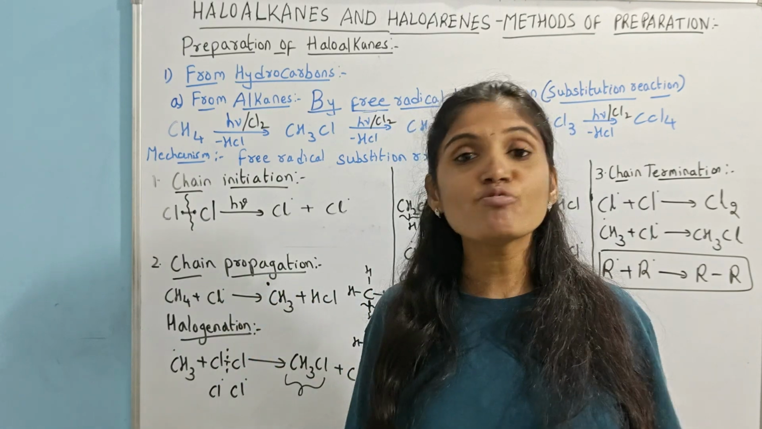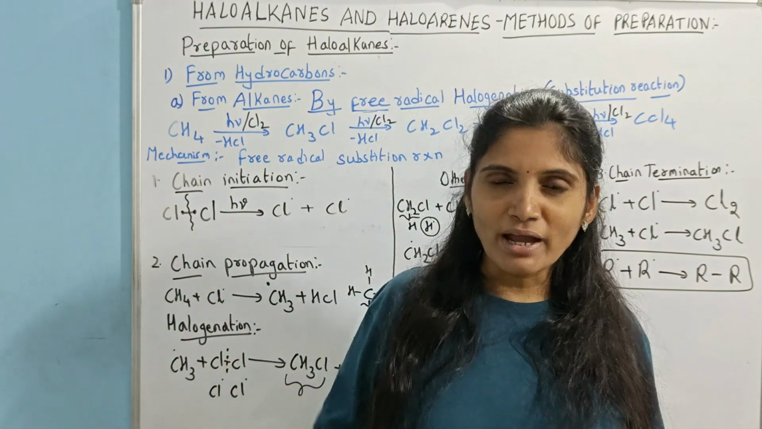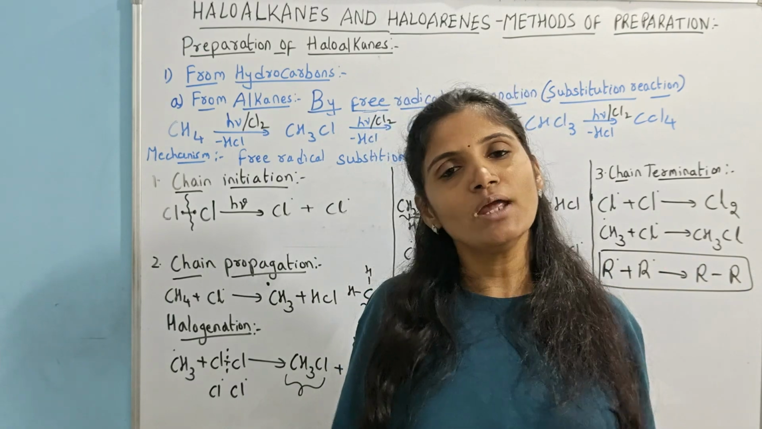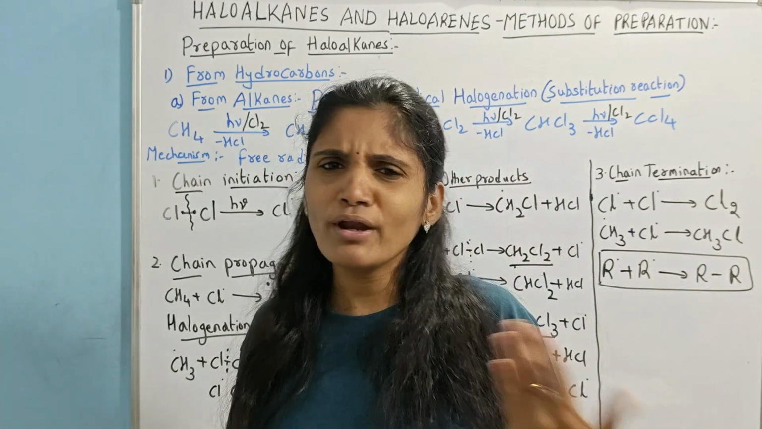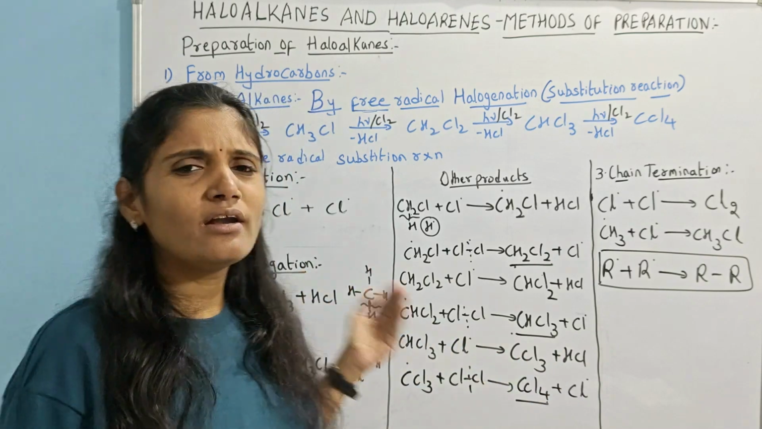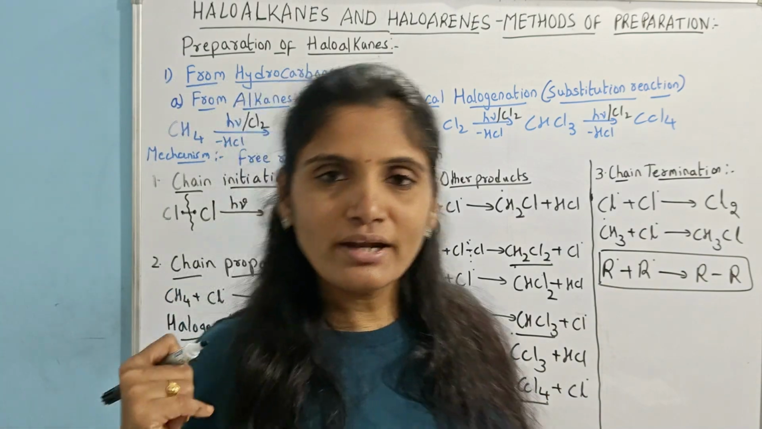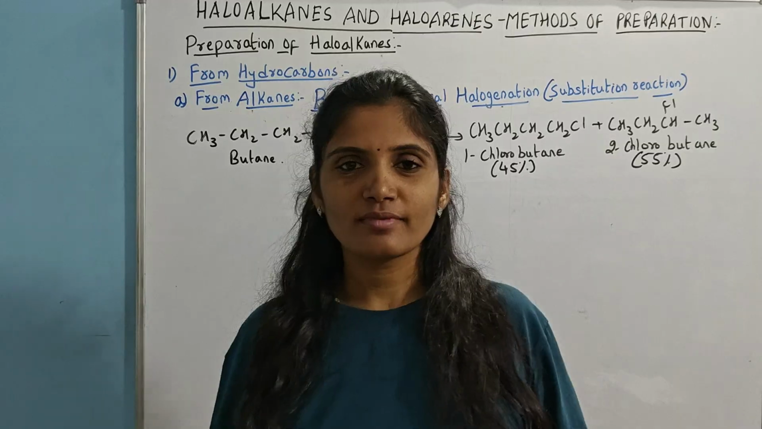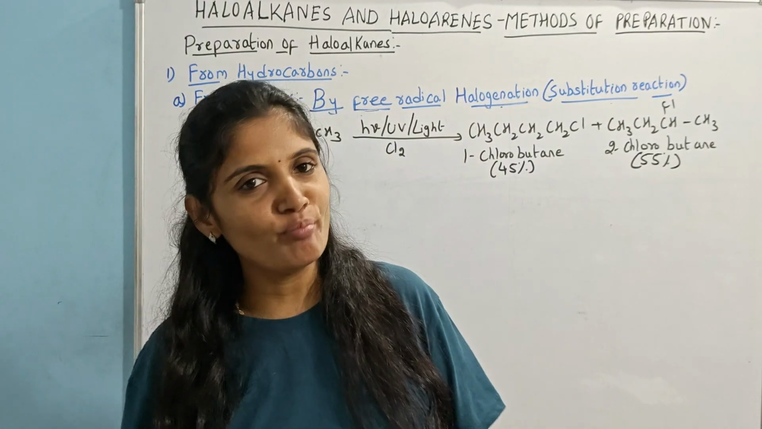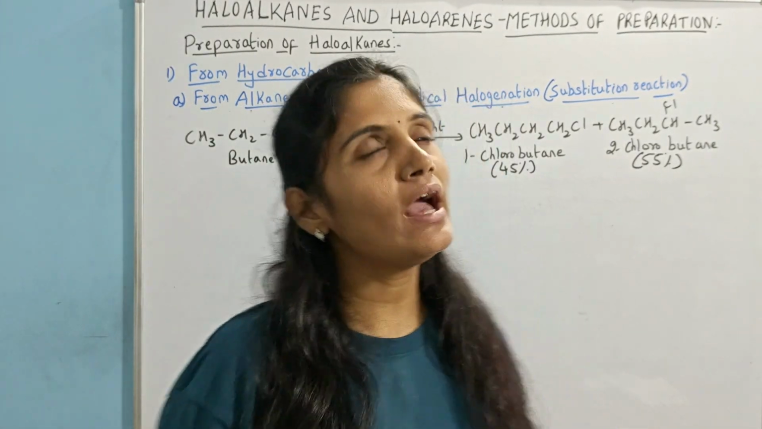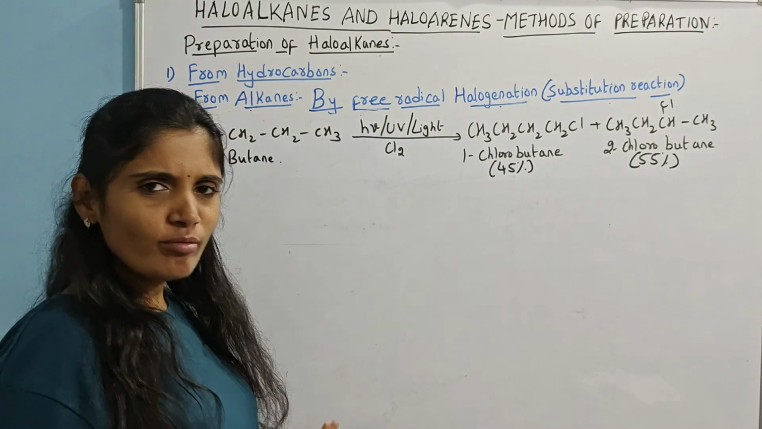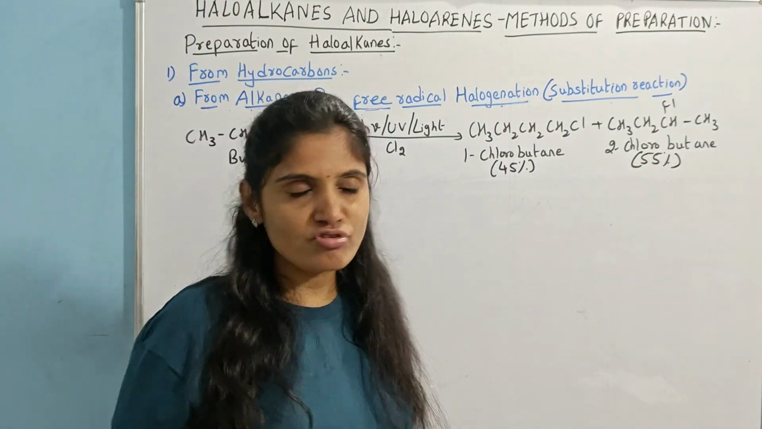How to decide which product will be major and which will be minor, we will do by taking a very important example, butane. Even propane you can do; I'll show you with butane, you can try propane. So let us do that part now. We have seen halogenation of methane, now let us see halogenation of butane. The mechanism is the same; it will happen through free radical substitution.